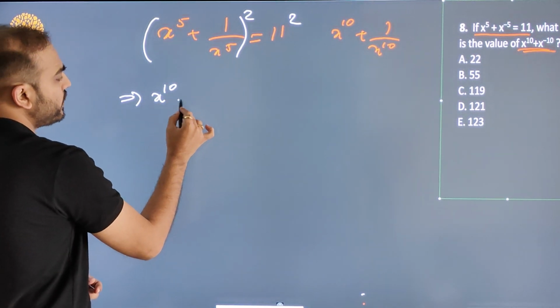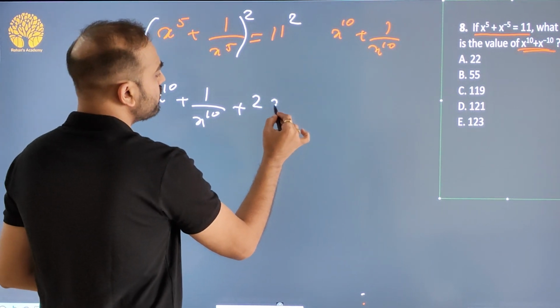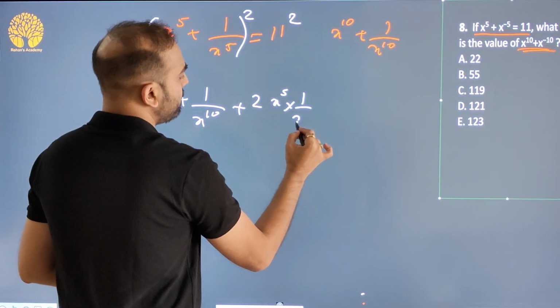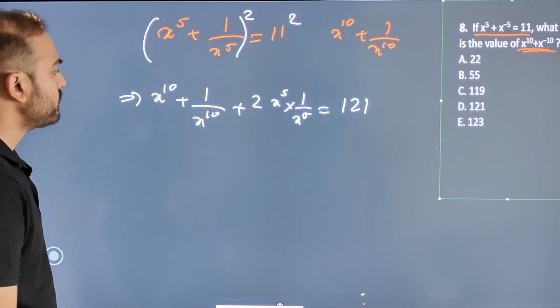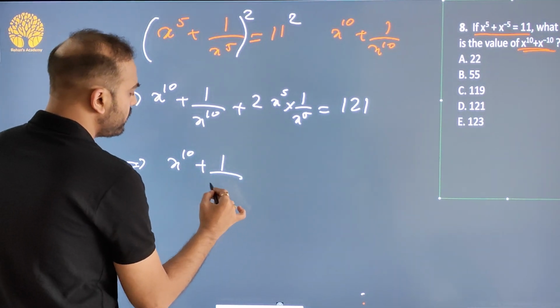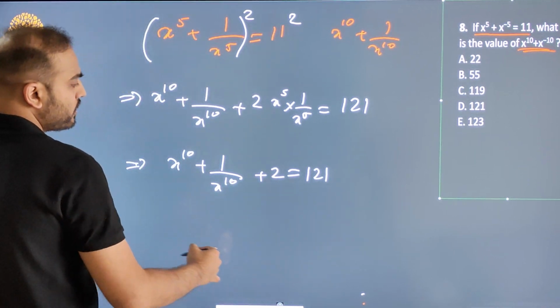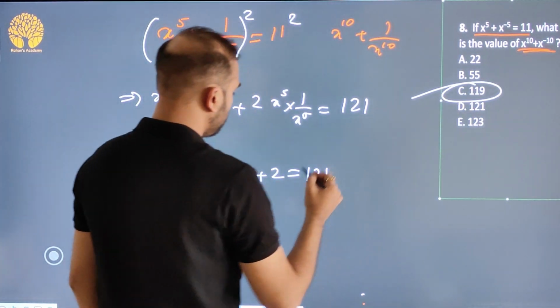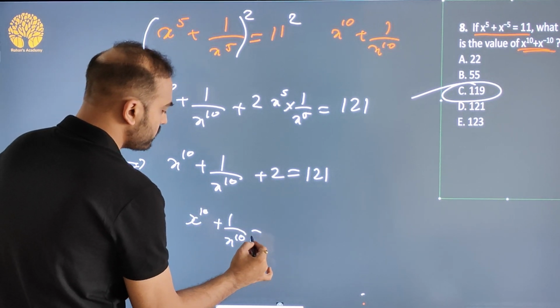We get x power 10 plus 1 by x power 10 plus 2 is equal to 11 square, which is 121. So x power 10 plus 1 by x power 10 is 121 minus 2. The answer is 119.